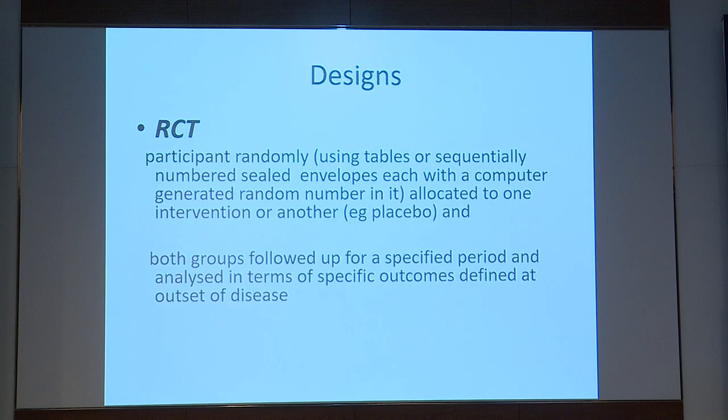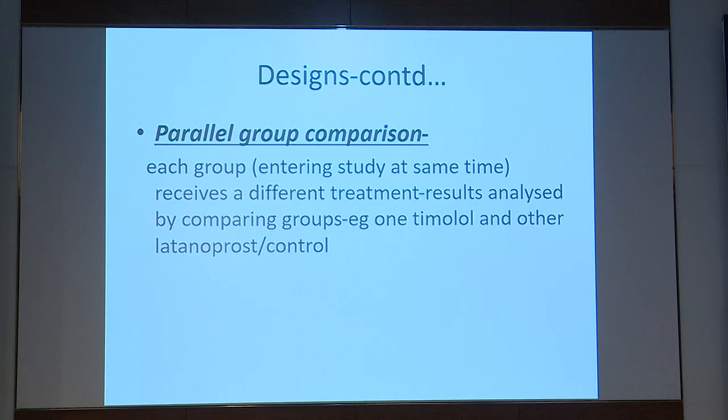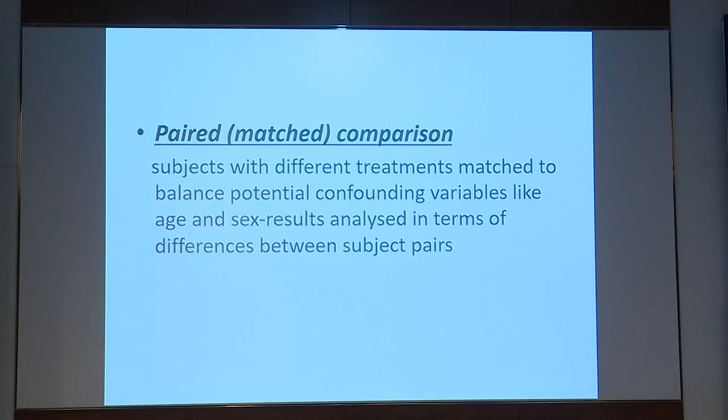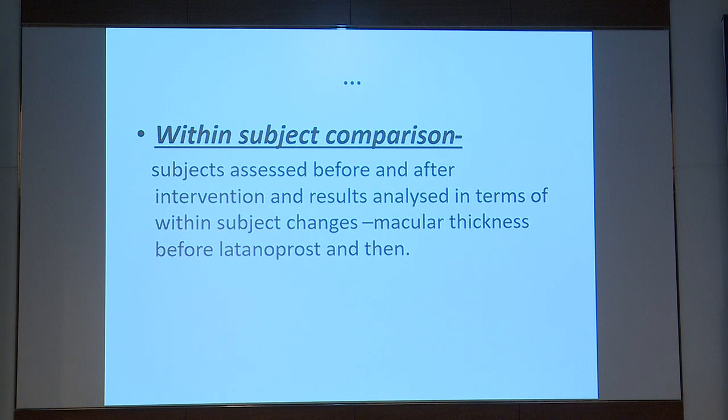So you have RCTs. You have parallel group comparisons. There are two groups, each entering the study at the same time, receives different things. Paired, you have one group which is similar, same age, same sex, same kind of thing, and it is paired with the other group. Within subject comparison, you are looking at subject assessed before and after the intervention. So what was me before, what was my blood sugar after. So you're pairing within the subject.